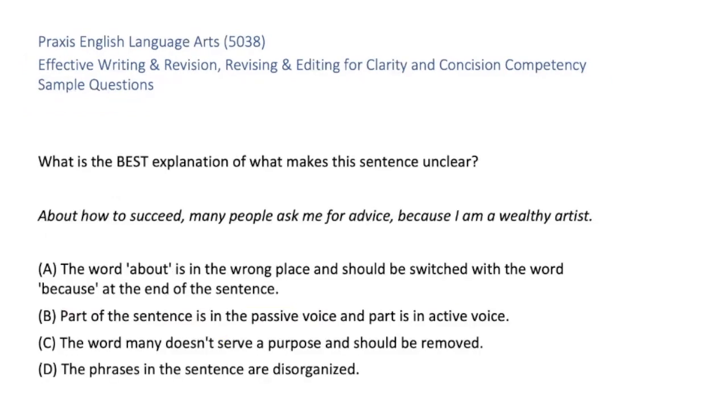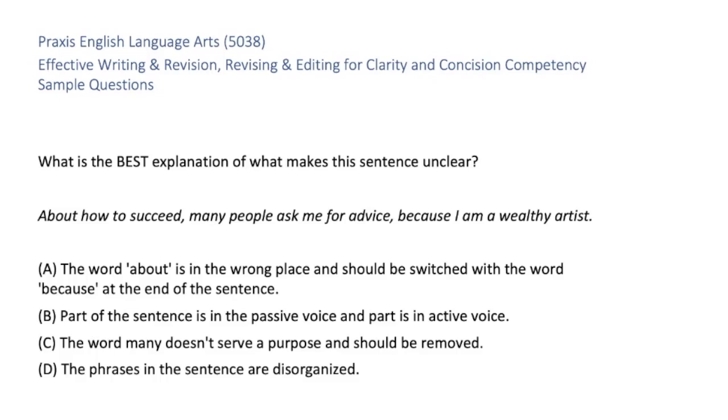What is the best explanation of what makes this sentence unclear? About how to succeed, many people ask me for advice because I am a wealthy artist. A. The word about is in the wrong place and should be switched with the word because at the end of the sentence. B. Part of the sentence is in the passive voice and part is in the active voice. C. The word many doesn't serve a purpose and should be removed. Or D. The phrases in the sentence are disorganized.